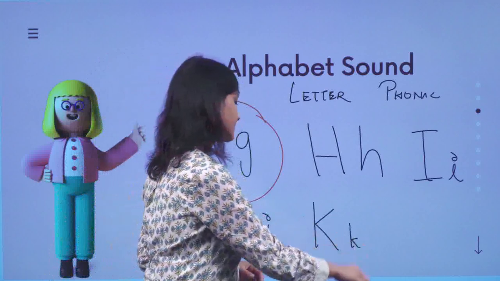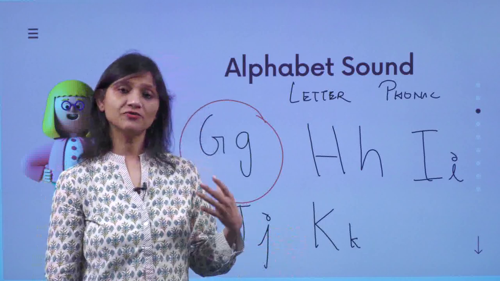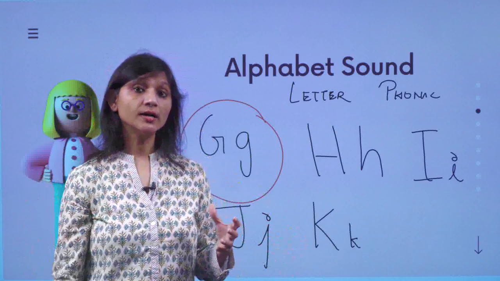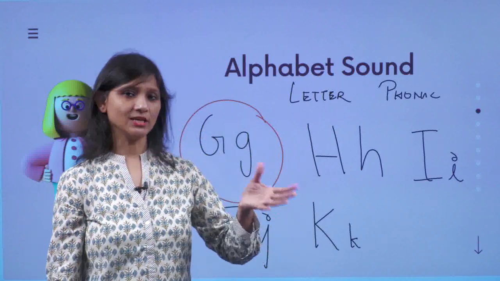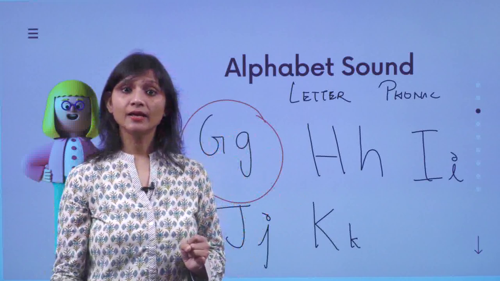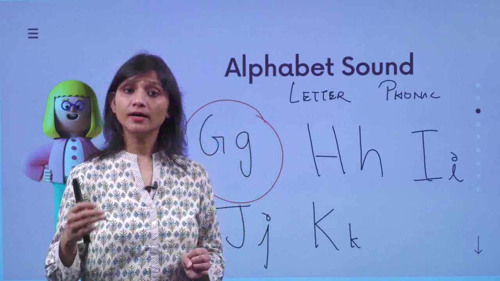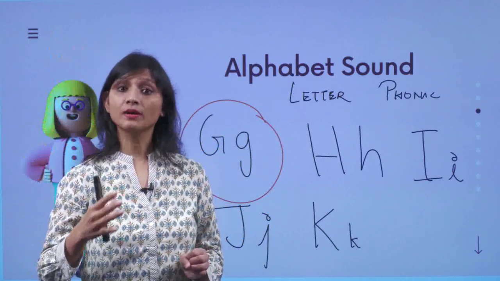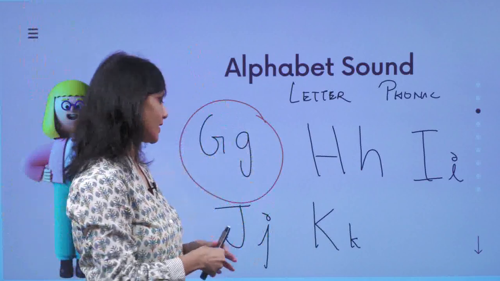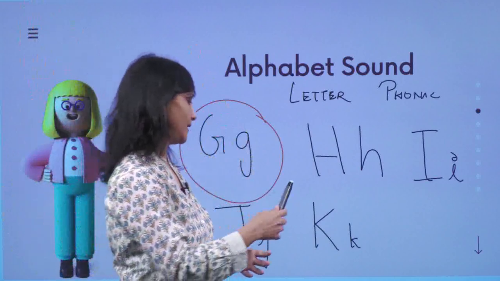Next letter is K. The letter sound of K is K. Now, what's the sound that gets produced when we talk? K, just like C. So, C and K produce similar sound. K, king. K, kite. K, king. K, kite. Okay?